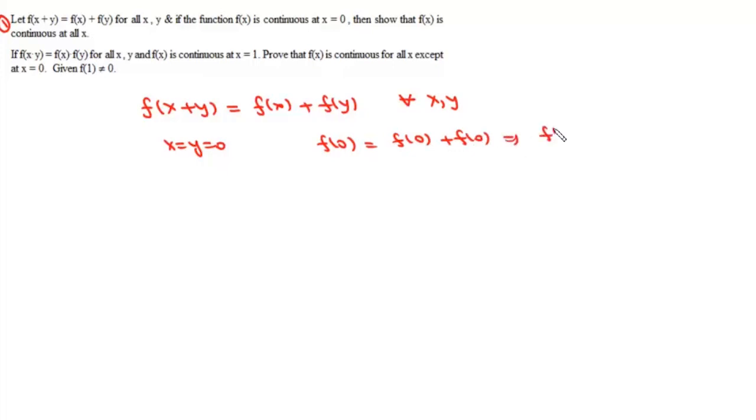Now here the question is, let f(x + y) be equal to f(x) + f(y) for all x, y. And it says if f(x) is continuous at x equals 0, then show that f(x) is continuous at all x, and that's our first question. Now if we put x and y both 0, then we'll get f(0) equals f(0) + f(0). That means the value of f(0) must be 0. So for this function, f(0) is 0. Now it says f(x) is continuous at 0.